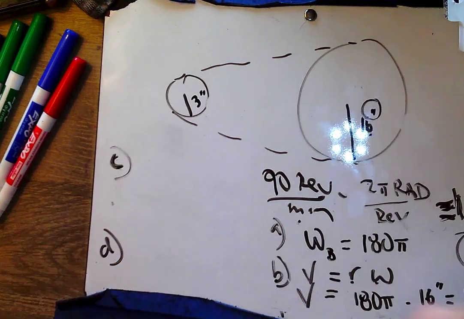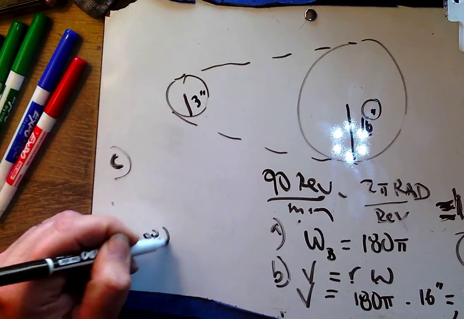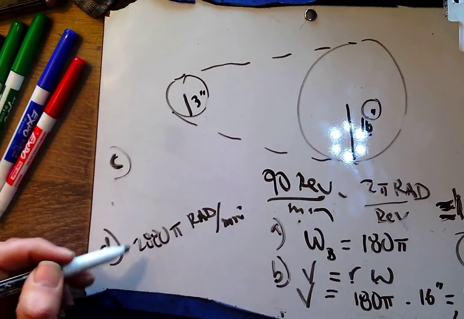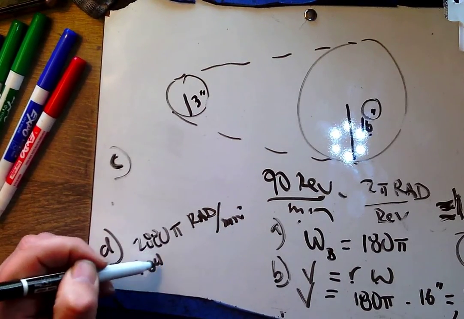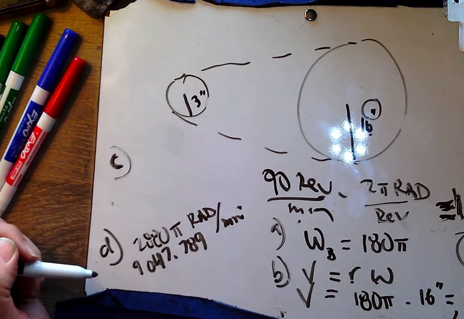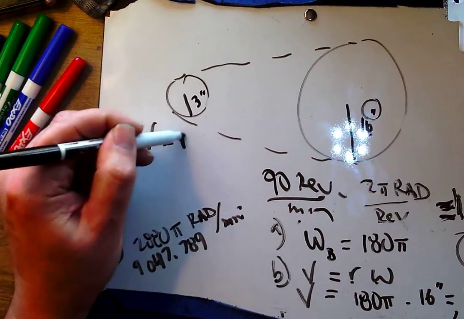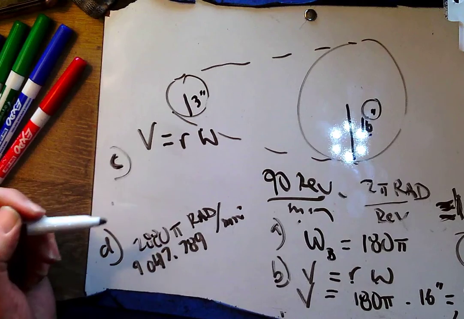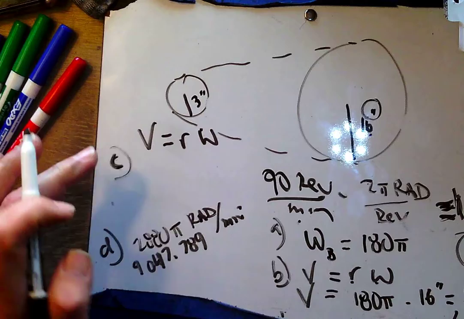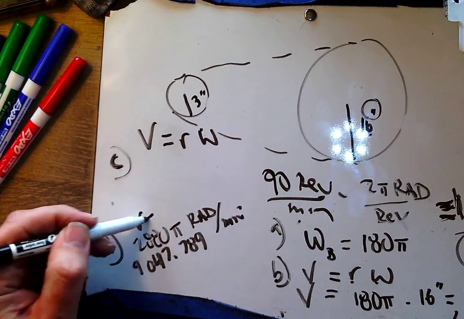Part D is 16 times 180, 2880 pi radians per minute, or this decimal approximation, 9047.789 radians per minute. That's the angular velocity of the little guy. But the linear velocity, well, I want to take that. Oh, wait. This is a connected drive. The linear velocities are the same. Oh, this was part D. Part D was the linear velocity, V equals.